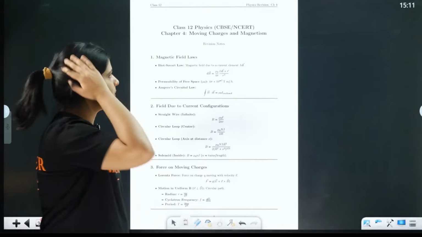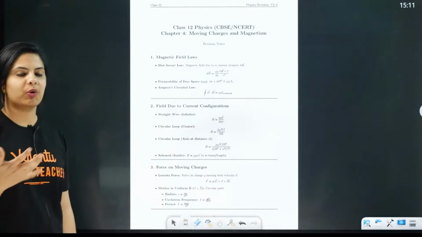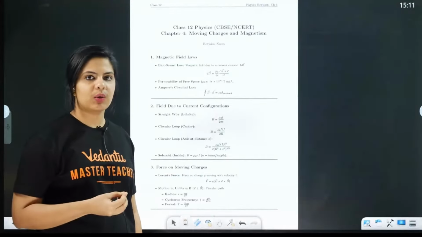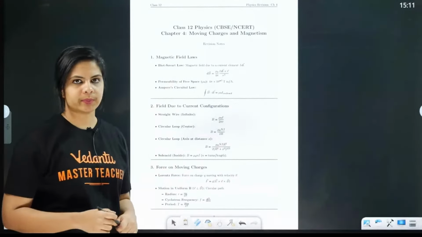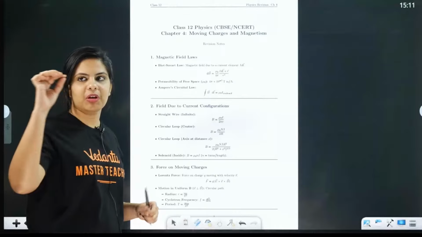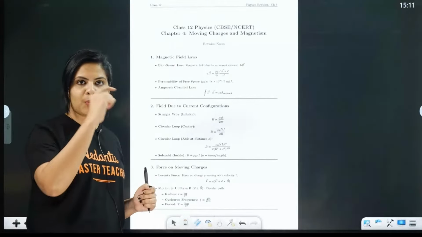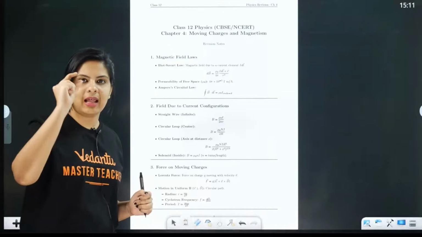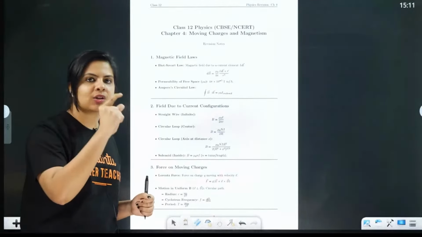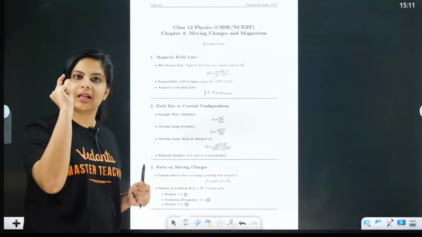Now in moving charges and magnetism, first we will be discussing the Biot-Savart law. What is the Biot-Savart law? We have a current carrying loop, and on the loop we will feel a magnetic field. That we cannot find directly. We can take a few small current elements, and each current element will give a field that is equal to dB.